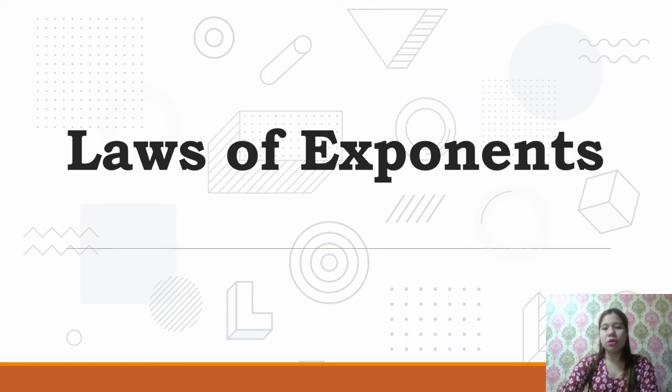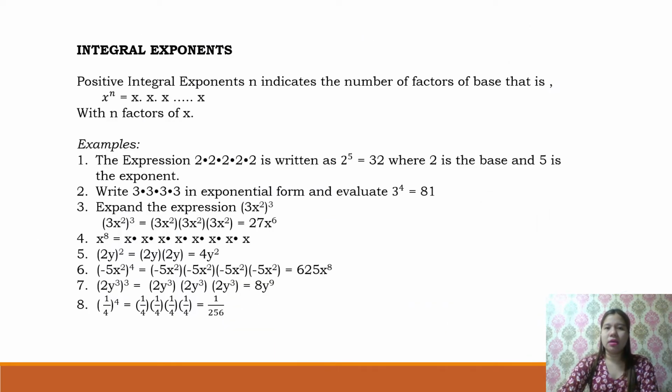We have now the law of exponents. When we speak of integral exponents, positive integral exponents, n indicates the number of factors of the base. That is, x raised to n is equal to x times x times x and so on, with n factors of x. So we have the base as x and the exponent is n. Here are examples.